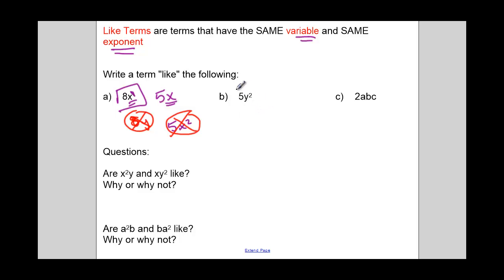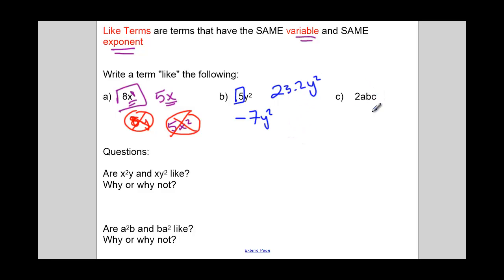So again, we can change whatever coefficient we want, but the variable and the exponent have to stay the same. So you could write -7y squared, for example. You could write 23.2y squared. You could write anything y squared, and you'd be okay.